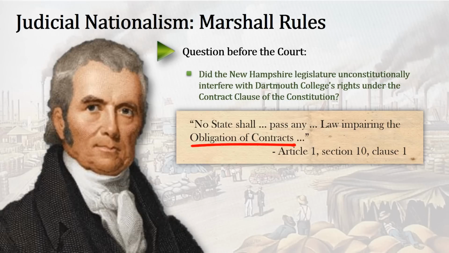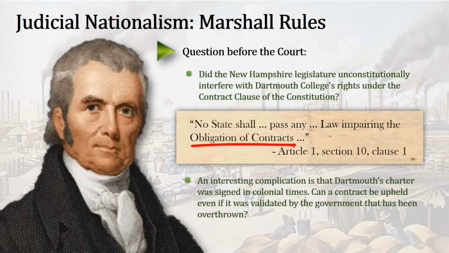And the contract clause is for you right here in Article 1, Section 10, Clause 1. It reads, "No state shall pass any law impairing the obligation of contracts." An interesting complication in the Dartmouth case is that the charter was signed in colonial times. And so one of the questions that Marshall has to contend with is, can a contract be upheld even if it was validated by the government that has been overthrown?